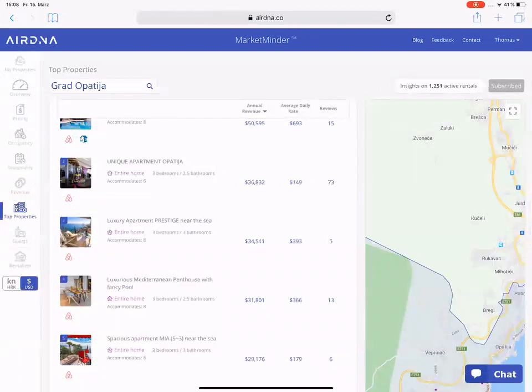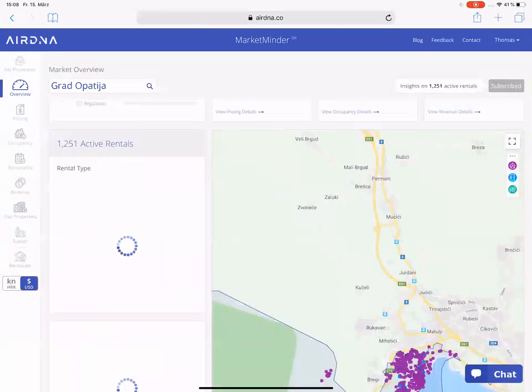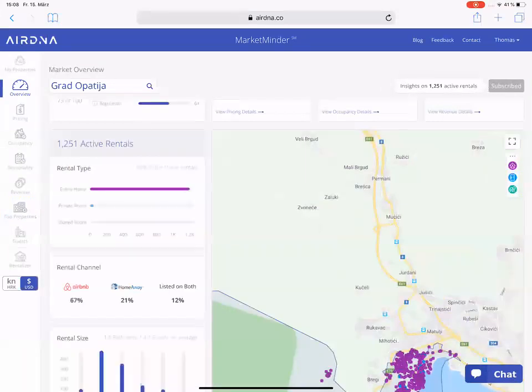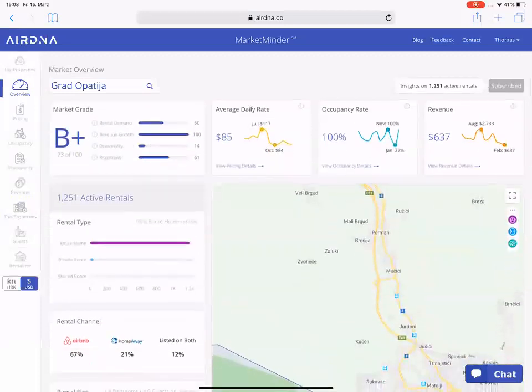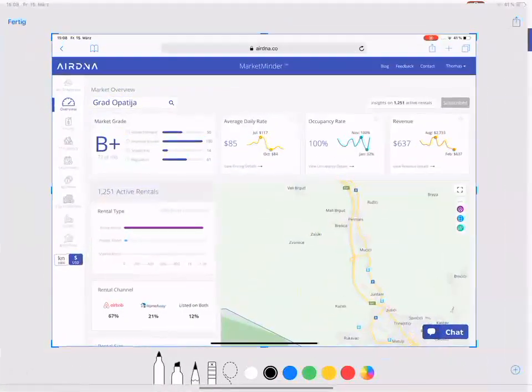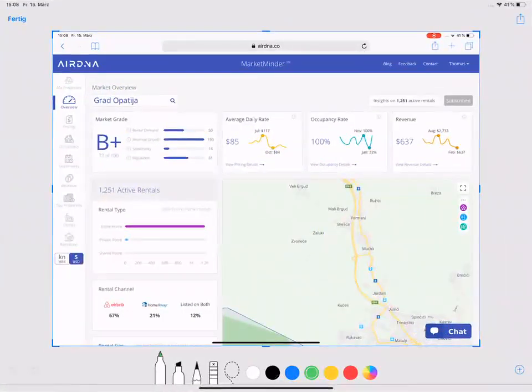So what you can see here is the inside view of the AirDnA product. The domain is AirDnA.com, and the idea of the product is that you get a quick overview of what the region you are investing in looks like. So let me show that to you.